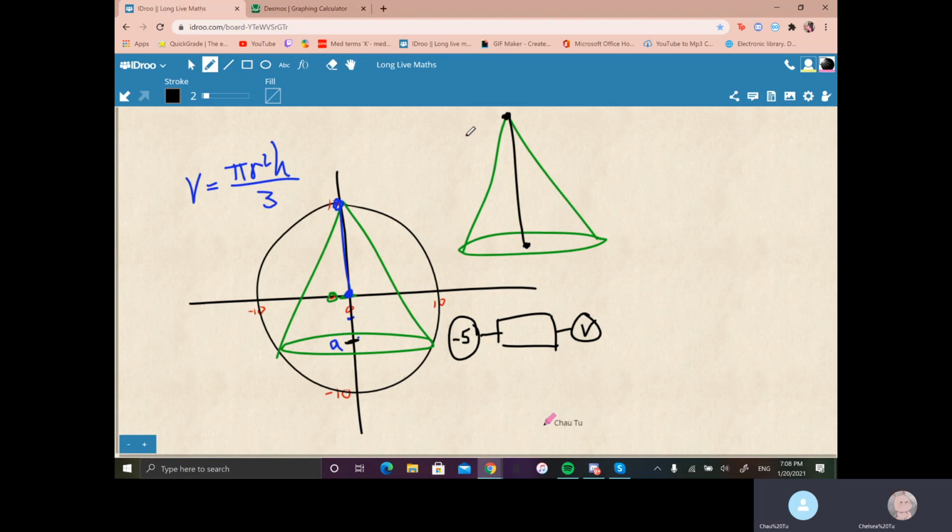Okay. Well, anyway, so let's go back to it being -3. So we know the height is 13. Okay. What's the radius of that circle? We need to know the radius.